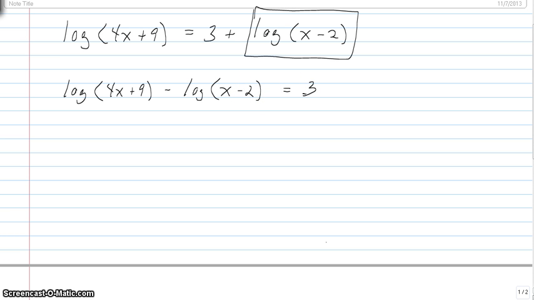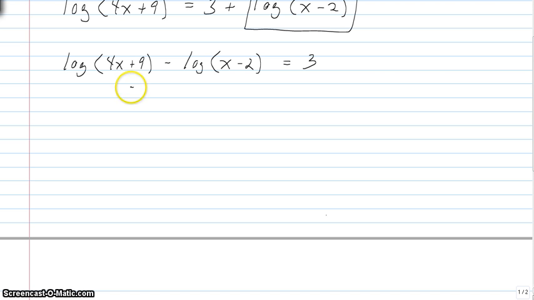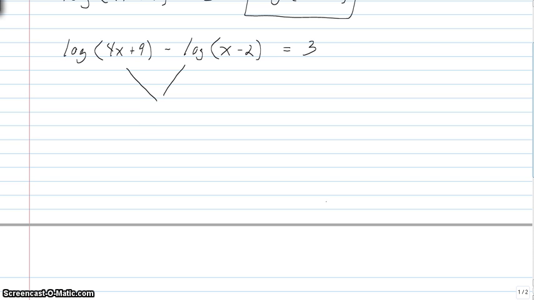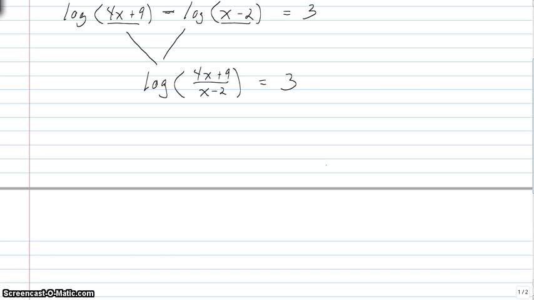And now that I have both logarithmic terms on the same side, I can combine them, I can condense them down into a single logarithmic term. Since the two terms are subtracted inside of my single log, I'm going to divide 4x plus 9 over x minus 2. Okay, so that's much nicer.